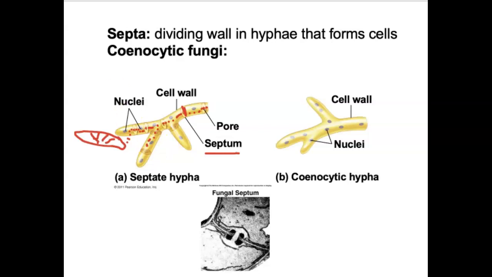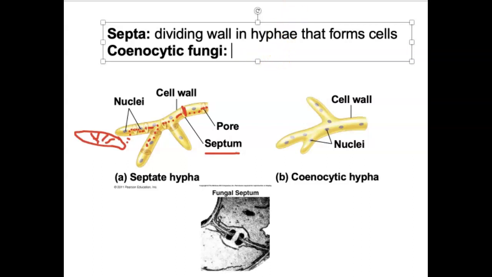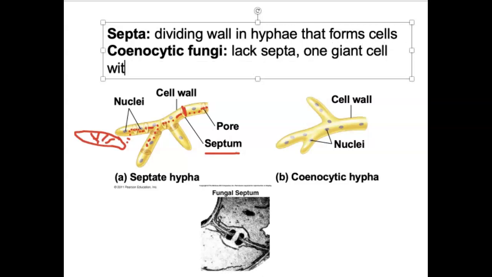So now here's where it gets kind of goofy. Some fungus are what we call coenocytic fungi. So coenocytic fungi, this is goofy and weird. They lack septa, so they're basically one big giant cell with a whole bunch of nuclei inside of them.